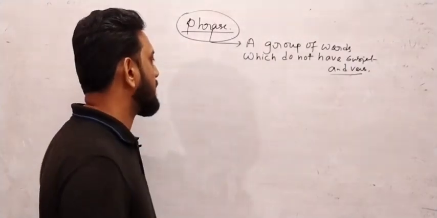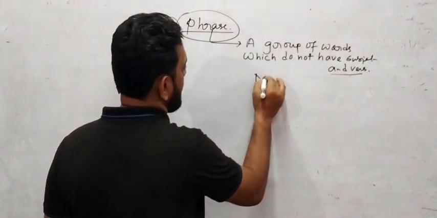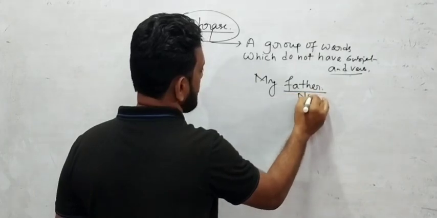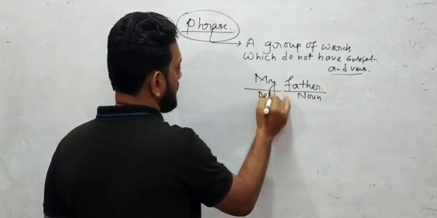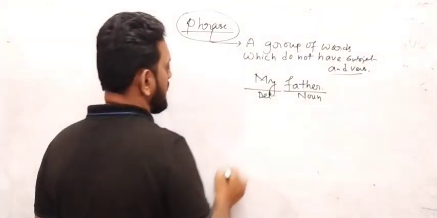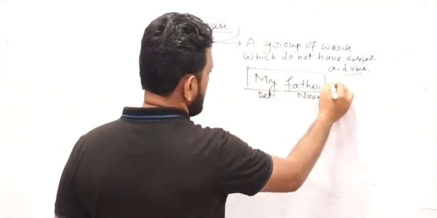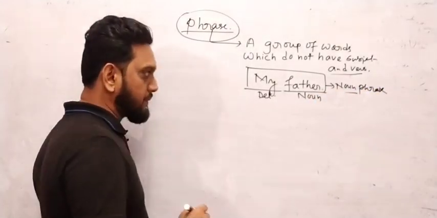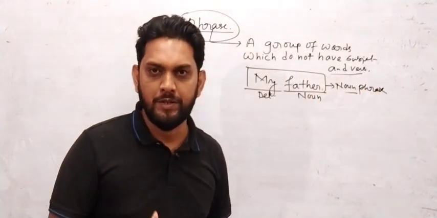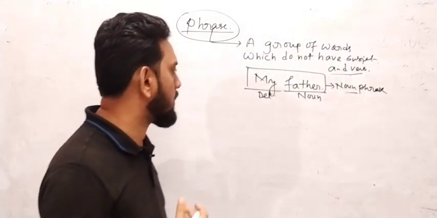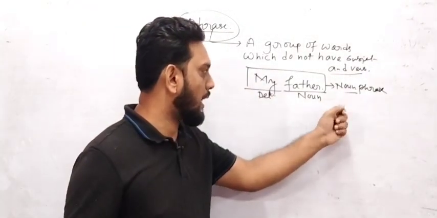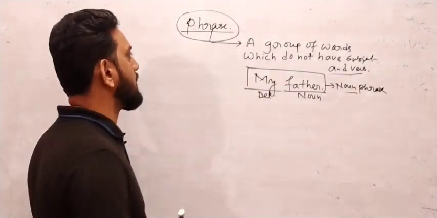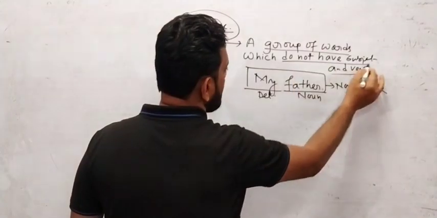So let me write something for all of you. My father. If I say my father, here you can see father is a noun, yes or no, and my is a determiner, and both these words make a noun phrase. Later on we can understand how we call it a noun phrase or adjective phrase or adverb phrase or prepositional phrase. But first of all, you need to understand the phrase. Phrase means a group of words which do not have any subject and verb.